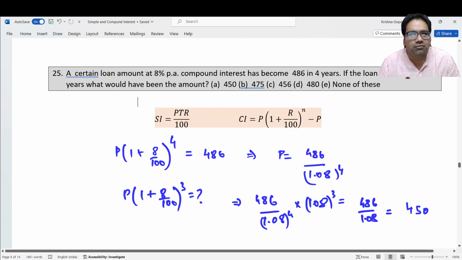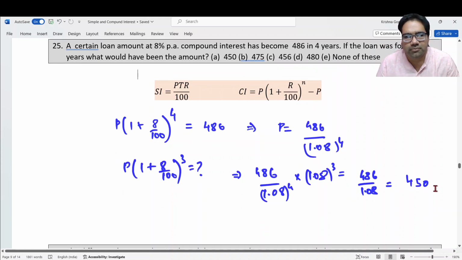Now what is asked? The loan was for 3 years. Then P into 1 plus R by 100 whole power 3 is equal to how much? That is the question. P we know. We'll just substitute this P here: 486 by 1.08 whole power 4 into 1 plus 8 by 100, which is 1.08, whole power 3. So this gets cancelled. 486 by 1.08 is 450. So in 3 years, the loan would have become 450.